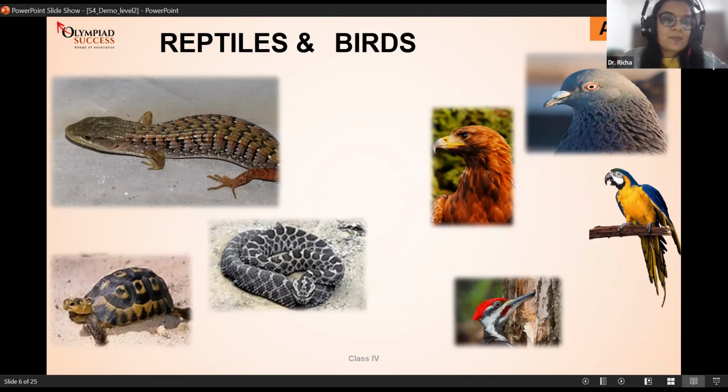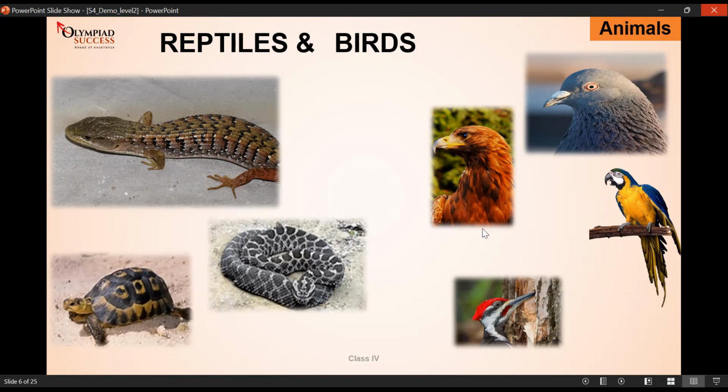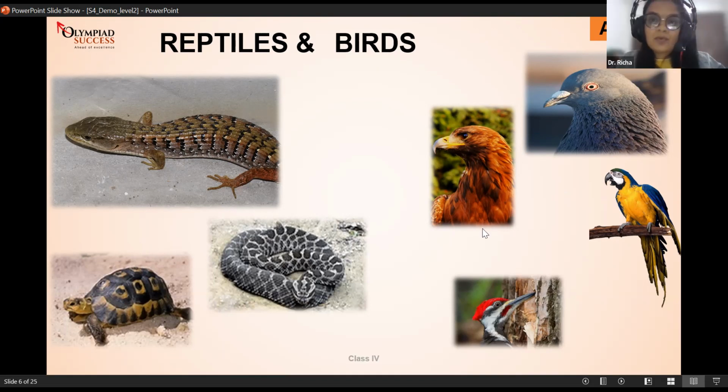Yes, Manav. Ma'am, what are invertebrates? The ones which don't have any backbone, sweetheart. The ones which don't have any backbone, like your insects. The ones which don't have an endoskeleton, the bones within their body, are called invertebrates.